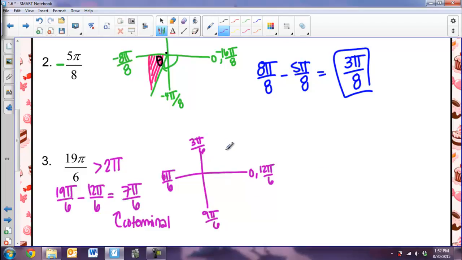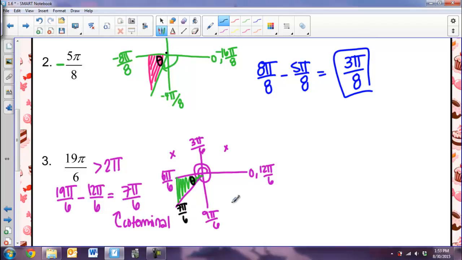So I look, it wouldn't be in quadrant 1. That's too small. 7 is not between 3 and 6. 7 is between 6 and 9. So that means this is where my angle is going to be. But remember, it came around a whole 2 pi before it got there. Now I've sketched my angle, and I'm going to ask myself, how close is this angle to the x-axis? Remember, you're always going to have your reference angle be with the x-axis, and it's going to be positive.